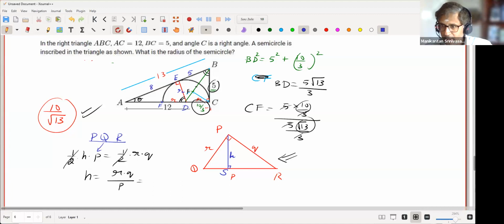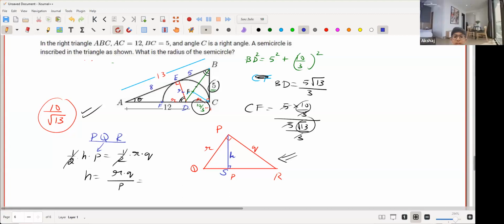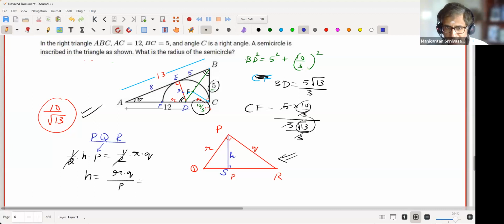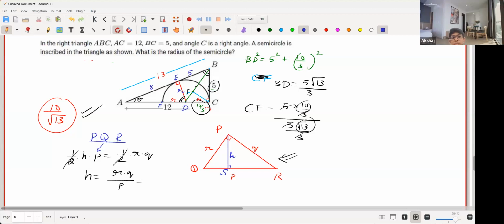Okay, now tilt your head a little bit. Akshaj, Akshaj was the one who was asking, right? Yeah, I got 25 by 36. Okay, no, how do I get this R into Q by P? Who was asking? No, I think that was Gyan.